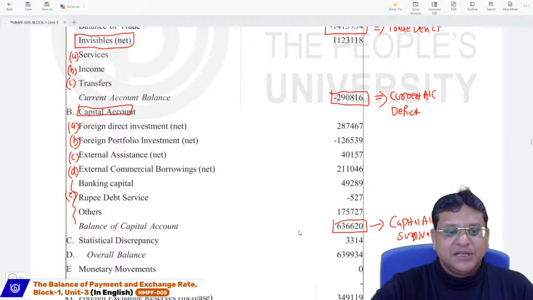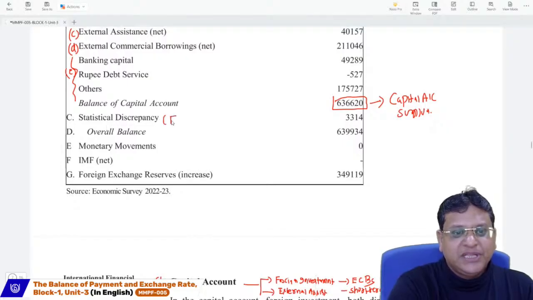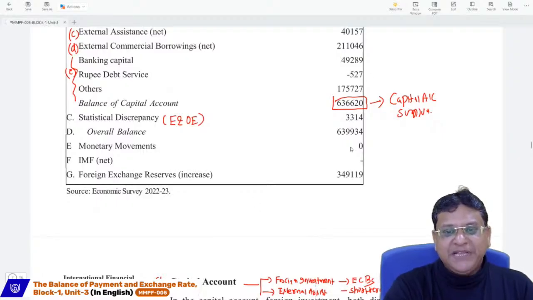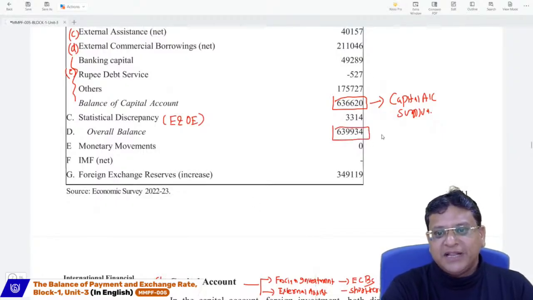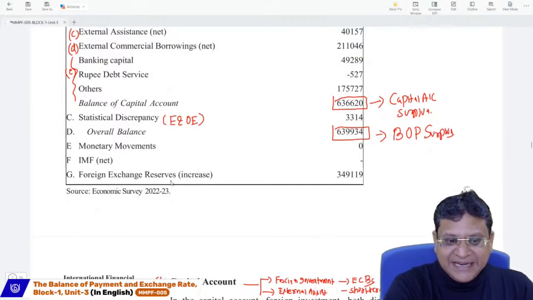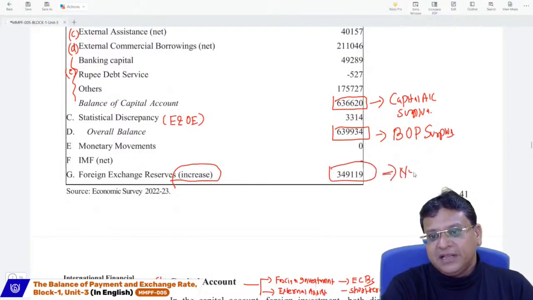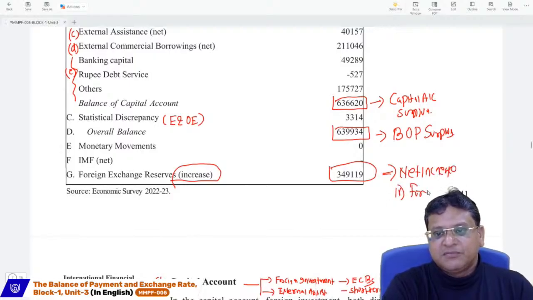Next, C item is statistical discrepancy. I have told statistical discrepancy is related to E and OE. What is E and OE? Error and omission. If you add A, B, C, we will get the overall balance of payment. So we will get a BOP surplus. When there is a BOP surplus, what will happen? There will be a net increase in forex reserve.